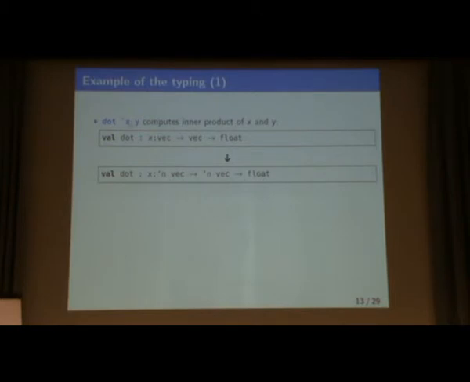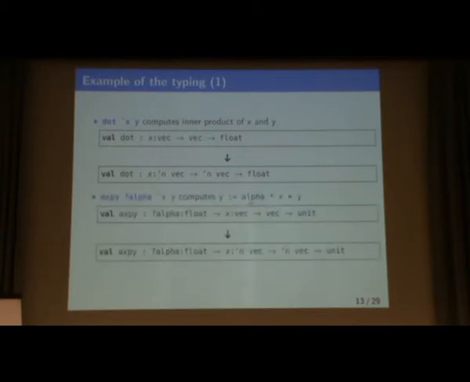So for example, this is a simple example. We compute an inner product of two vectors. I think this is straightforward. Or here is a function called AXPY, which essentially computes alpha times x plus y, and destructively updates y. This is originally a Fortran function, but anyway, it's typed like this. So these are simple examples.